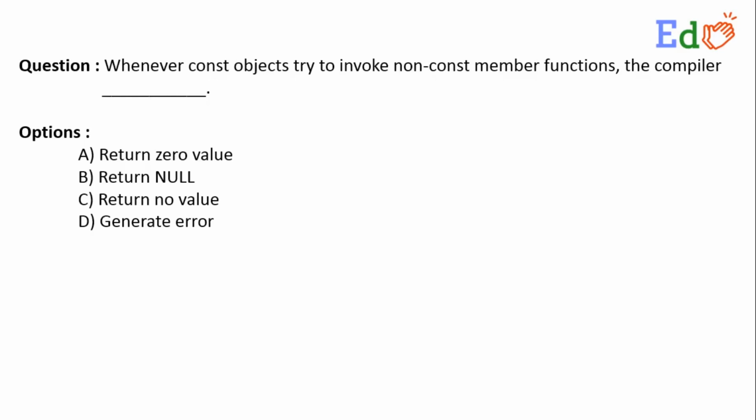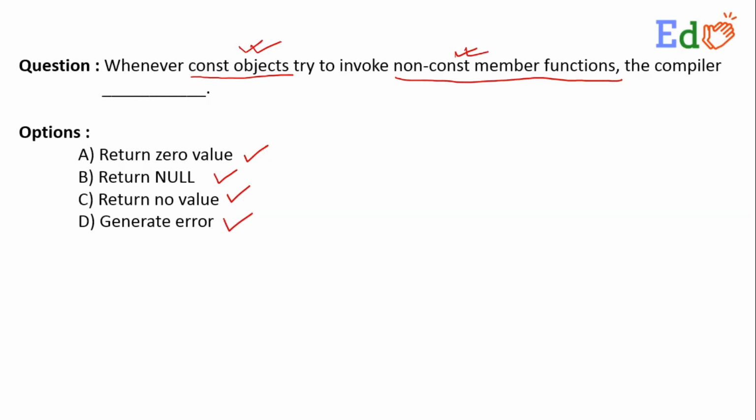Here is the question for us. Whenever a const object, so this object is of the type const, tries to invoke a non-const member function, so a const object is trying to invoke non-const member functions, the compiler will produce: option A, return 0 value; option B, return null value; option C, return no value and generate error. So we have 4 options there.